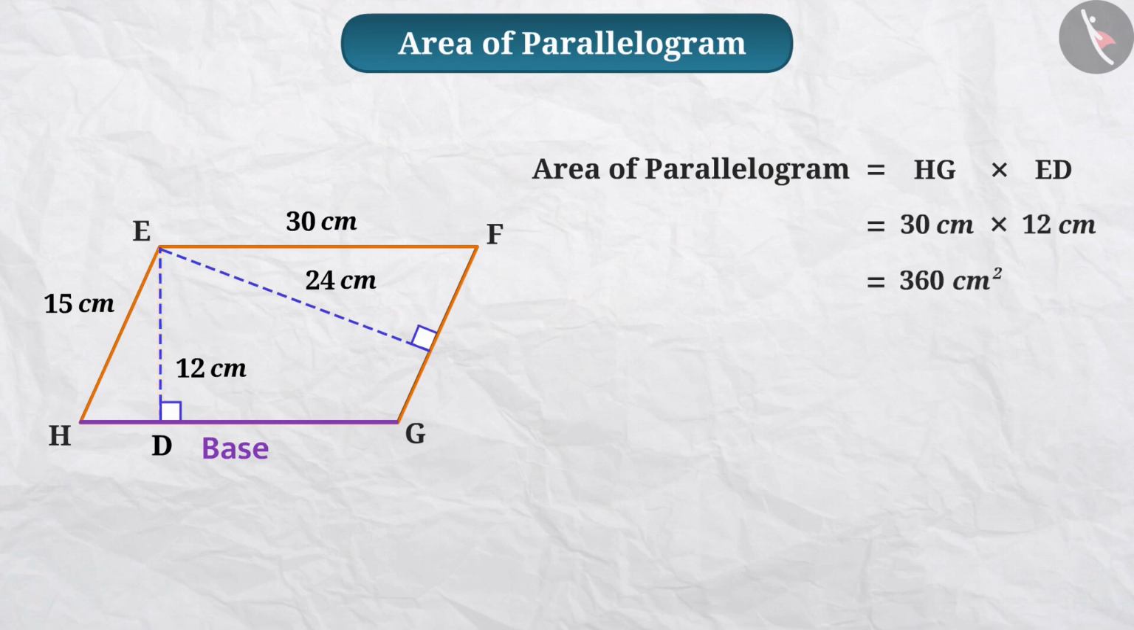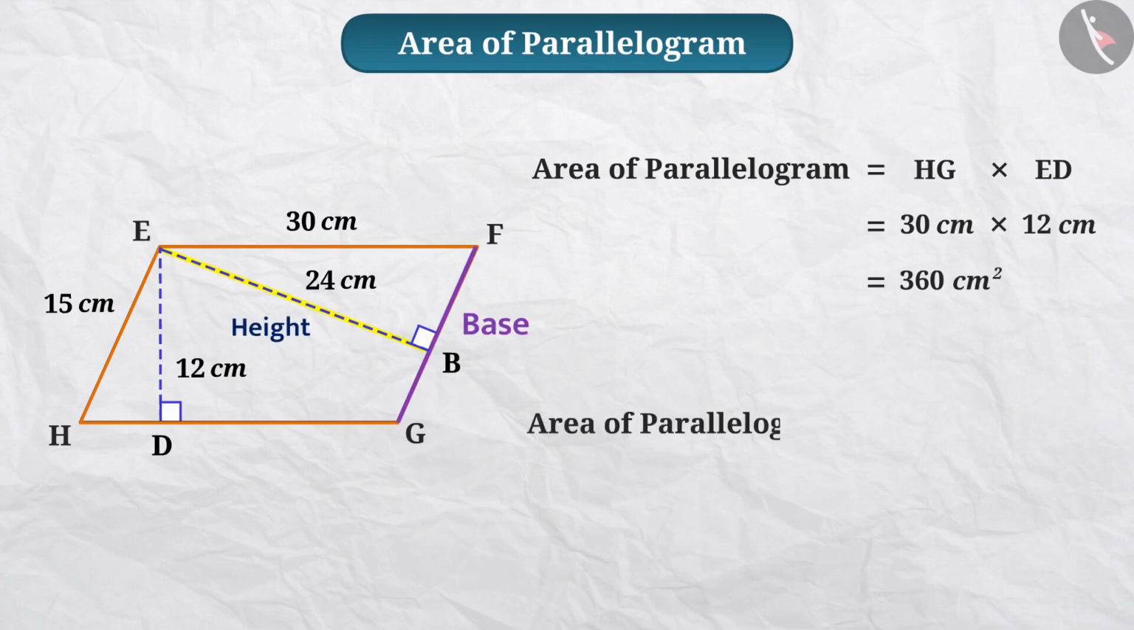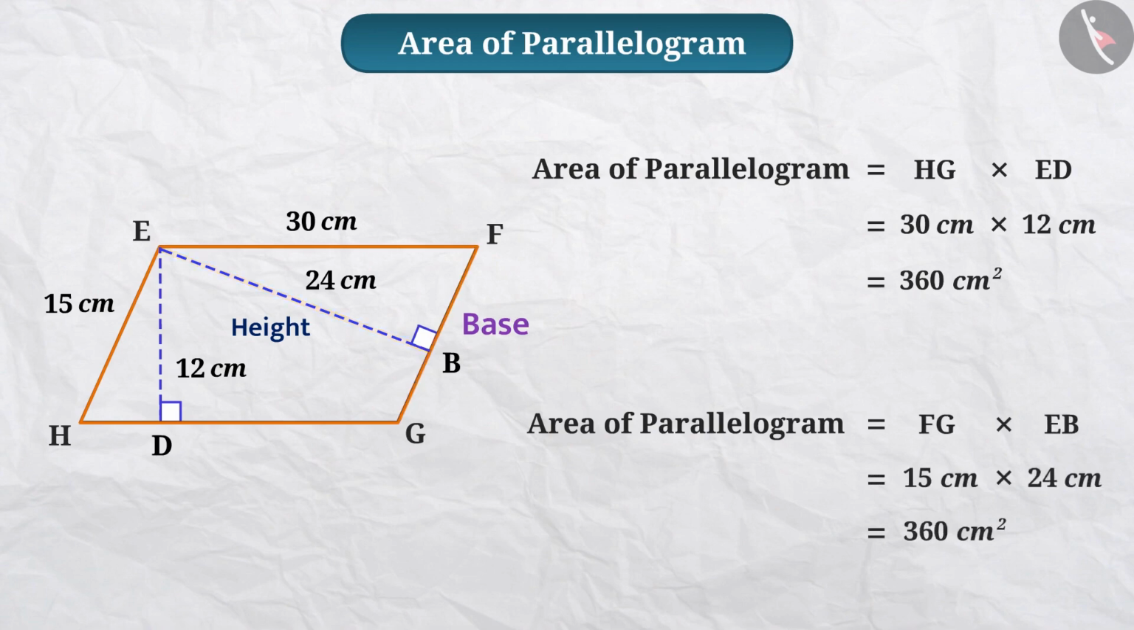Similarly, we also see that in parallelogram EFGH on side FG, perpendicular EB is drawn from vertex E. Therefore, for parallelogram EFGH, base FG and perpendicular EB as height can be considered. From this, we get area of parallelogram as FG multiplied by EB is equal to 15 centimeter multiplied by 24 centimeter is equal to 360 square centimeter.